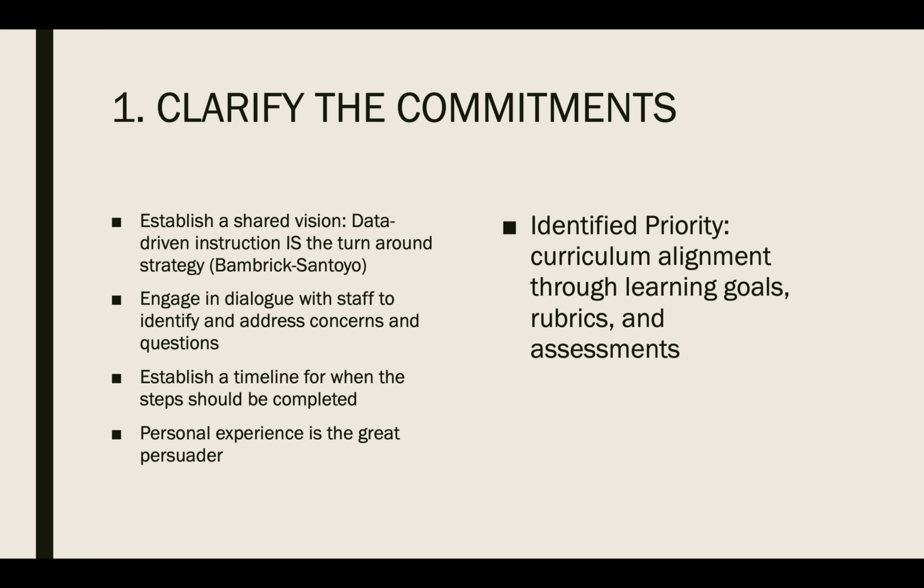Number 1, clarify the commitments. We must establish a shared vision. So our English team noticed that after implementing data cycles last year, our work in data cycles was spotty because we did not have a pacing guide, we did not have a curriculum map. Therefore, our identified priority became curriculum alignment through learning goals, rubrics, and assessments. And we knew that if we led with assessments, it could then follow through a natural conversation to rubrics and the overall learning goals for each quarter.